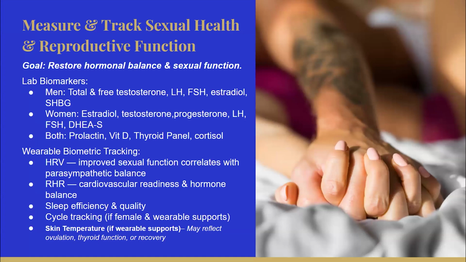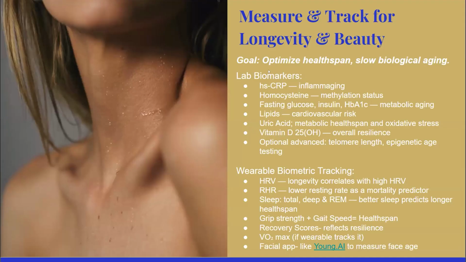Wearable: improved sexual function correlates with sympathetic balance when we feel safe, right? When we are resting, and it's not just rest and digest, it's rest, digest, and connect. So parasympathetics tell us a lot about overall, again, just sexual health. Resting heart rate tells us about cardiovascular readiness, cycle tracking in females, skin temperature. So in skin, skin temperature is going to tell us a lot about thyroid function, ovulation cycles. So these are some things that we don't always think about, but they're just right there and we can look at always in between. Finally, longevity and beauty.